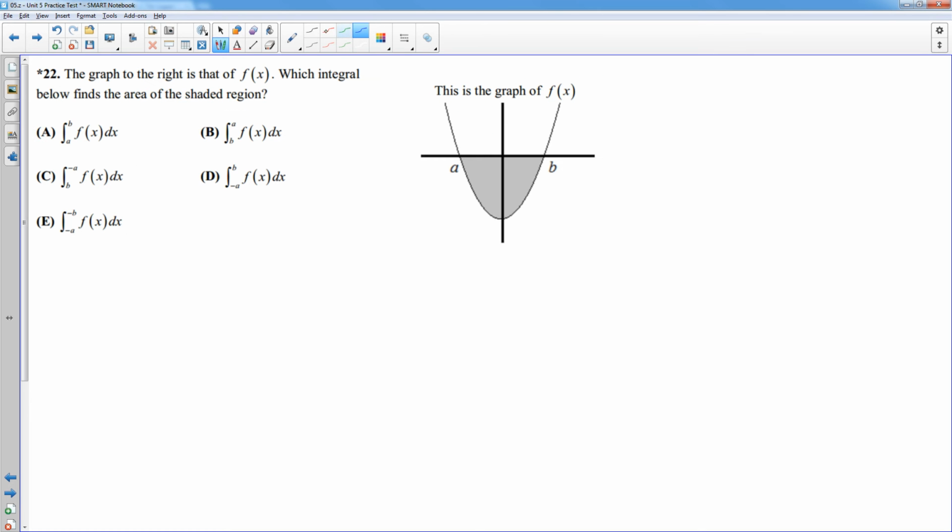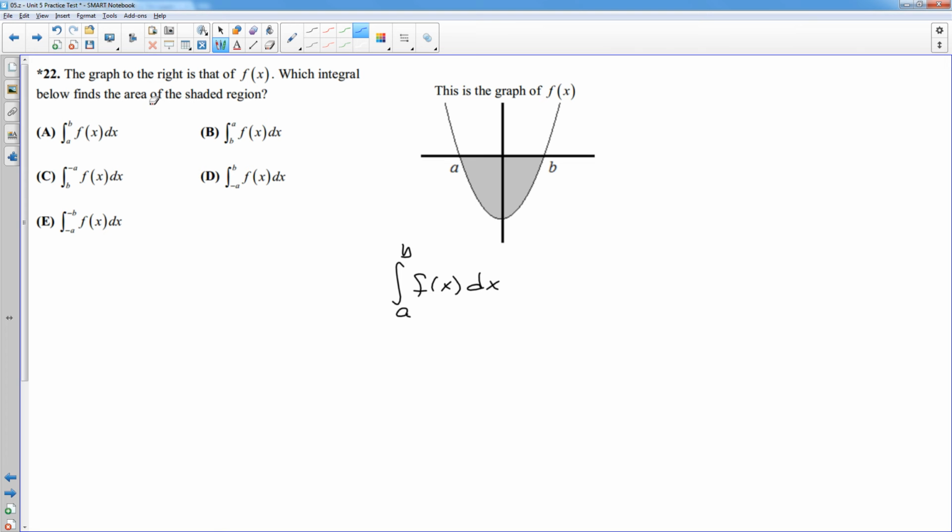22, a little bit misleading because it gives you a graph and it asks for the area of the shaded region, and I'm pretty sure the vast majority of you are thinking, oh, that's an easy one. That's the area from A to B under the function f of x. The problem is when they ask about a shaded region, like they're looking specifically at the region, they're not saying specifically what is the area under the curve.